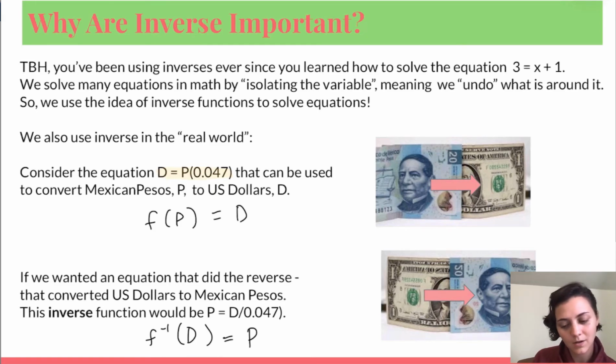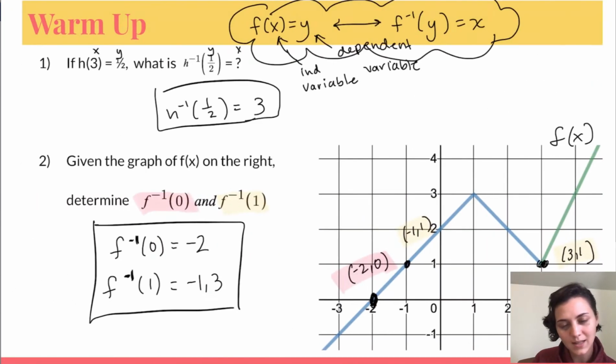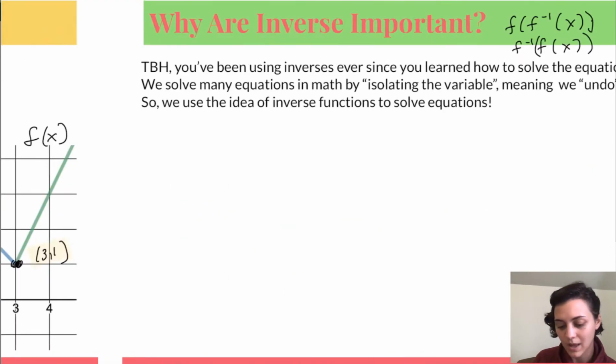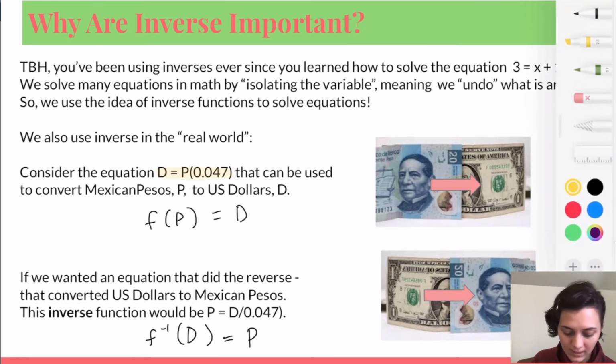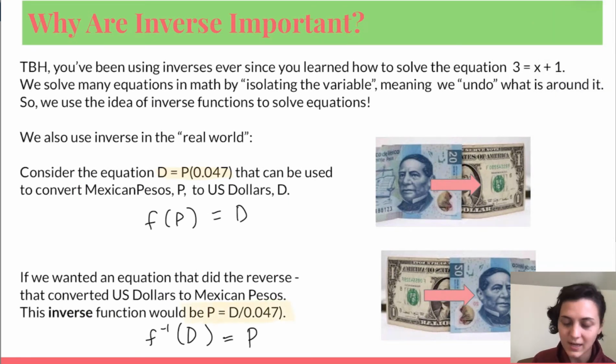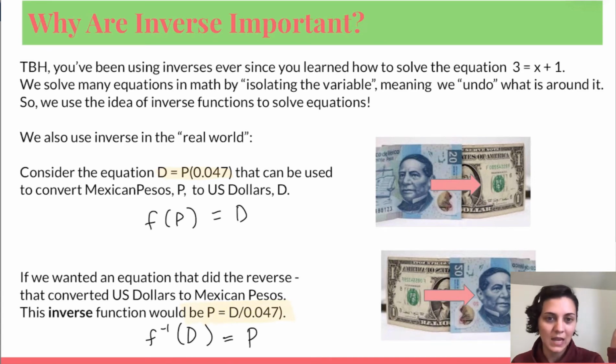Does this look familiar? It should look almost exactly like that equation at the top of our warm-up, right? Switching the x's and y's when you do the opposite. And so then the equation looks like this. And you can see that it has the opposite function in there. Instead of multiplying times 0.047, I use the inverse operation, which is division, and I divide the dollars by 0.047, and that would convert my dollars into pesos.